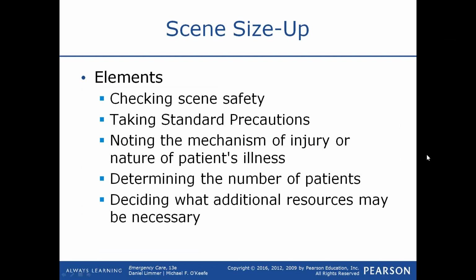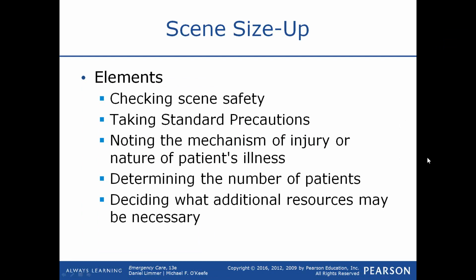The elements of scene size up begin with making sure the scene is safe, making sure that you've taken standard precautions by wearing at least gloves. If it looks like it's going to be bloody, then eye protection, face shield, mask, perhaps even a gown. And then noting the mechanism of injury or the nature of the patient's illness. So is this an injury? And if so, what caused the injury? Sometimes knowing the mechanism of injury can help us determine potential types of injuries the patient may have.